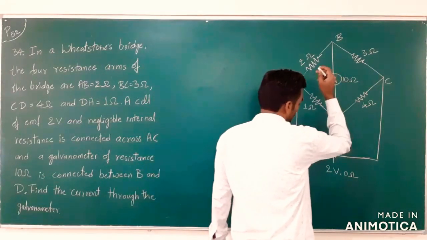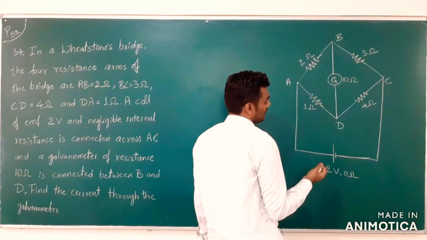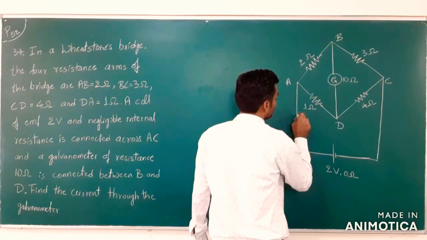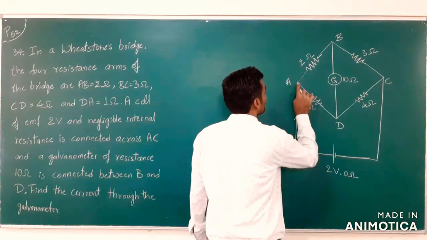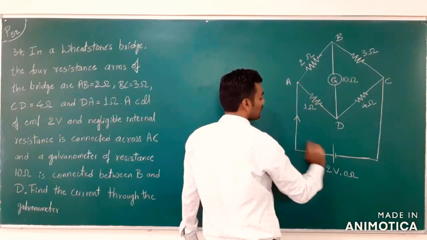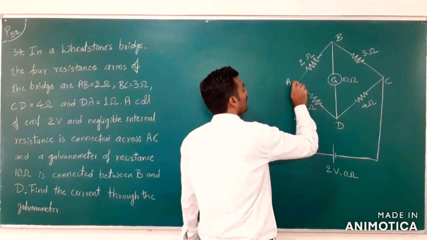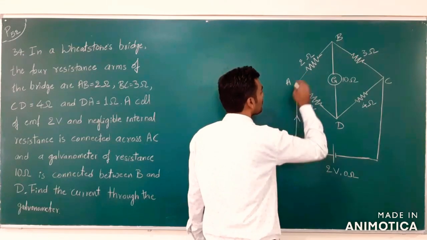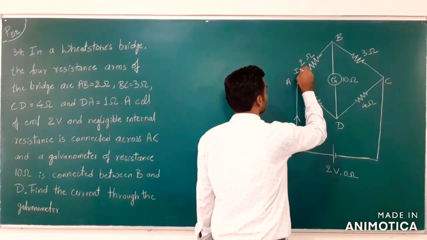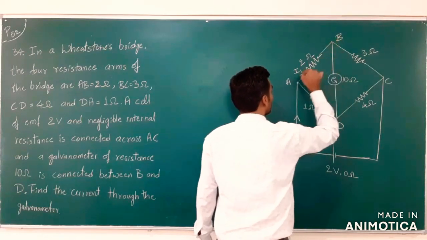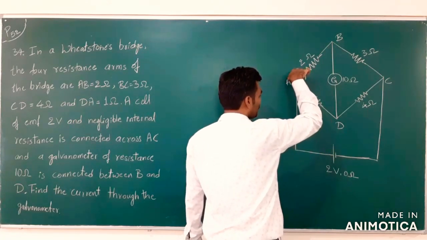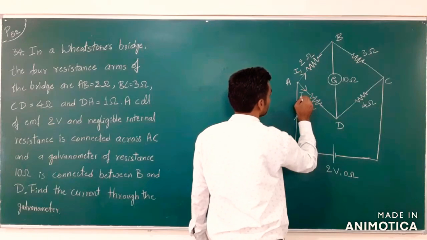Now first let me name all the currents here. Let me take the current originally flowing as I1 plus I2, because the total current comes here and splits from this point. After splitting, we name the current in the branch AB as I1. Similar to Wheatstone's network, we name the current through AD as I2.